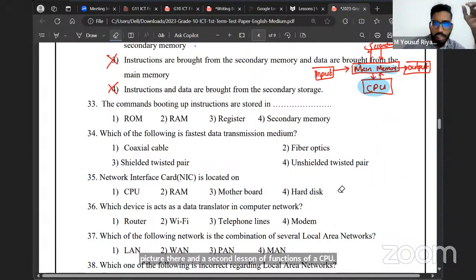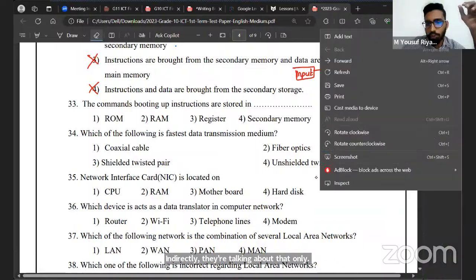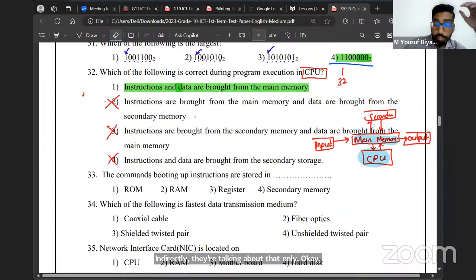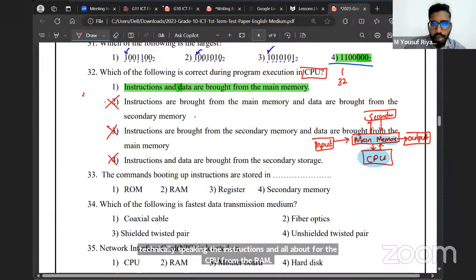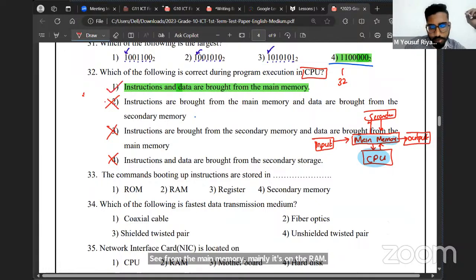So technically speaking, the instructions and all are brought for the CPU from the RAM. From the main memory, mainly it's from the RAM and cache memory. So the answer is the first one. Got it?